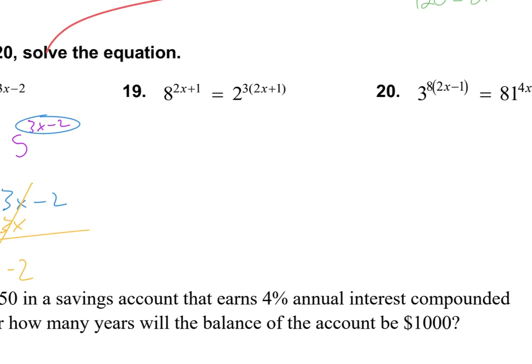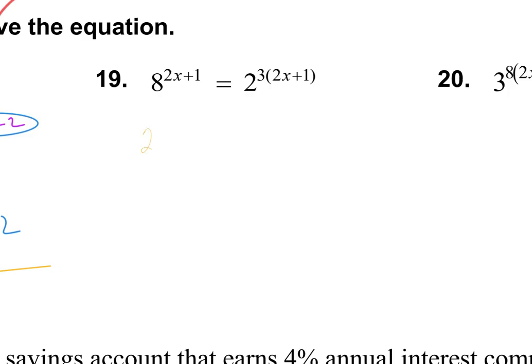How about this one? 8 is really 2 to the third power raised to the 2x plus 1 power. And then this side, I'm just going to go ahead and distribute that 3 and get 6x plus 3. Also, let's distribute this 3 and we get 6x plus 3. 6x plus 3 here, 6x plus 3 here. That always equals each other.